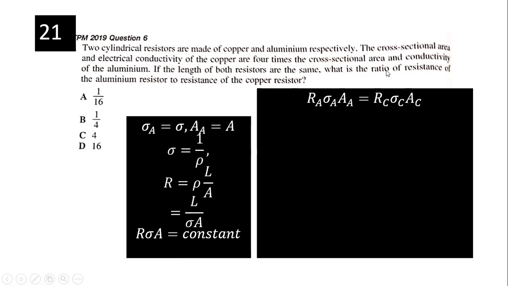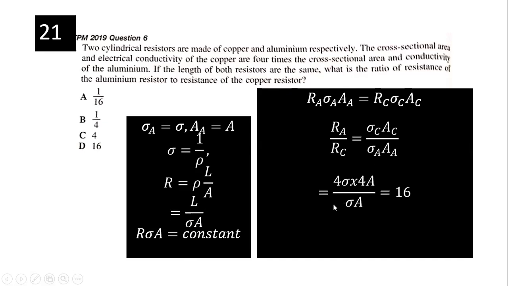So you want a ratio of aluminum. So take copper to the other side. Take these two down there. Now put in your value. Copper is 4 times the area, and that is your aluminum. So rho cancel off, A cancel off, so it's 16. Okay, next question.